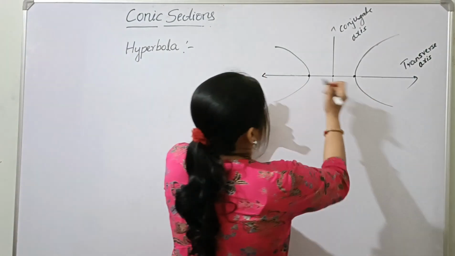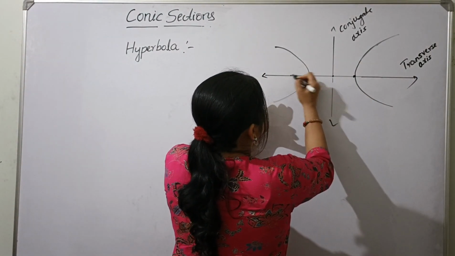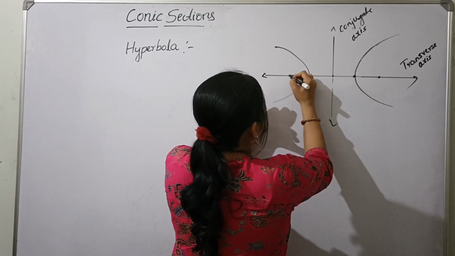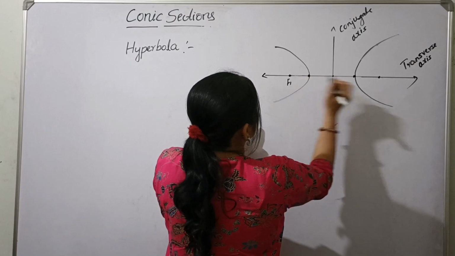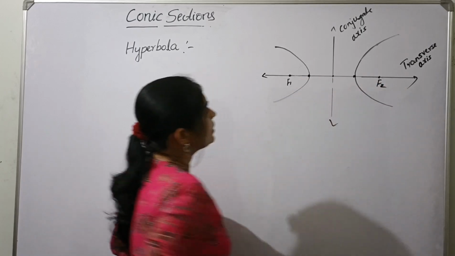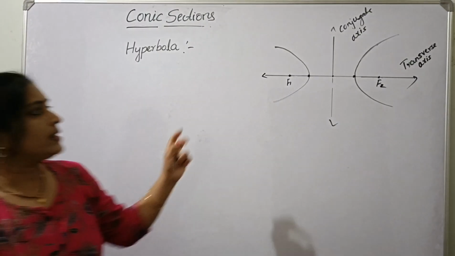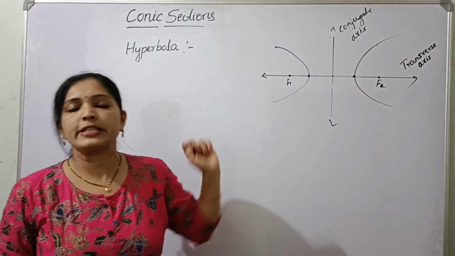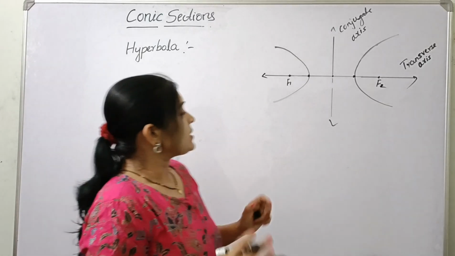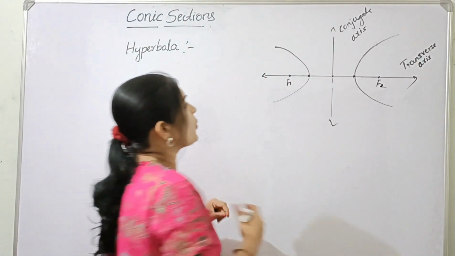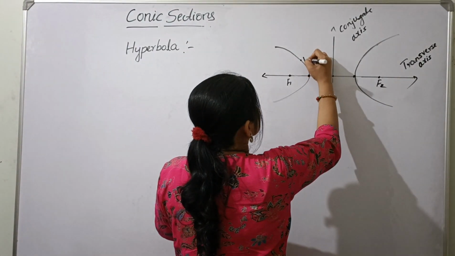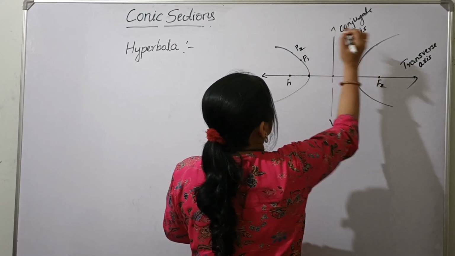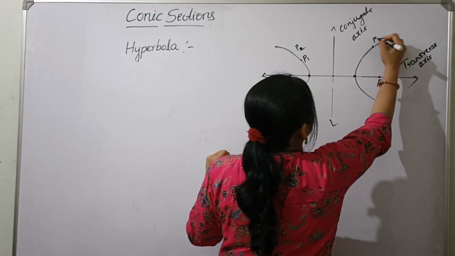Here, these are the foci F1 and F2. These are the two fixed points F1 and F2. Let us take any two points here, P1 and P2. Another point let us take from here, P3.